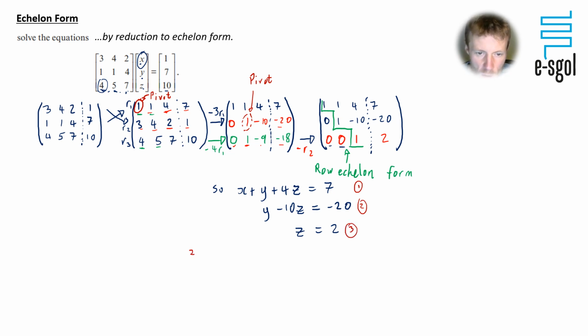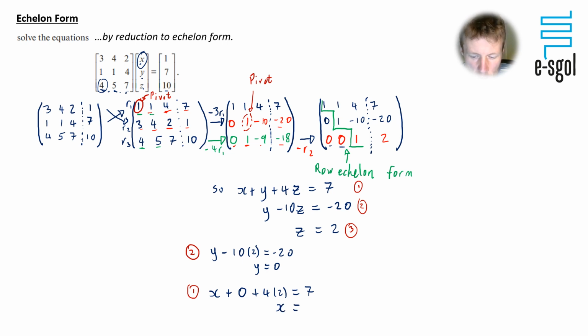Then I'm going to take equation 2 that I've just created. So that's y take away 10 times 2 should equal -20. That gives us y as 0. And then let's take equation 1. So x plus, well, y is now 0, plus 4 times z, z is 2, equals 7. So x equals 1. So that's solving an equation by reduction to row echelon form.